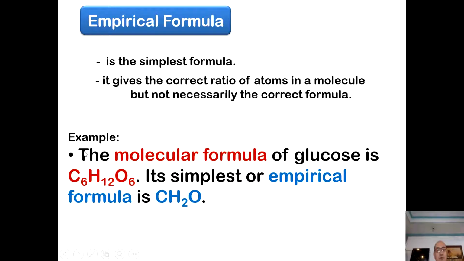I have an example here. Let's take a look at the molecular formula of glucose, which is C6H12O6.